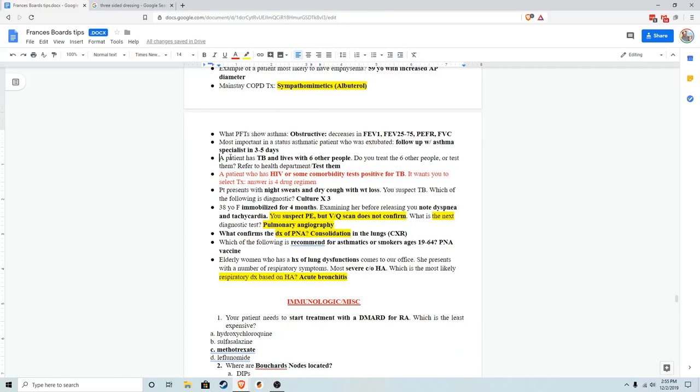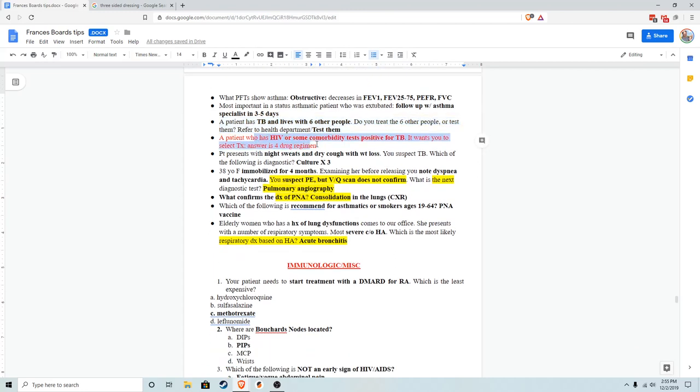I got this question on my exam. Patient has TB and lives with six other people. Do you treat the other six people, or test them, or refer them to the health department? You test them, because just because you live with someone doesn't mean that you're going to get it. Granted, being in close confines is going to make you more likely to have TB, but we want to confirm TB before we give them antibiotics for 6 to 12 months.